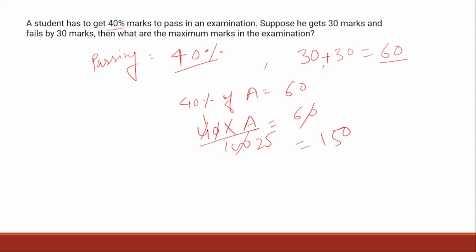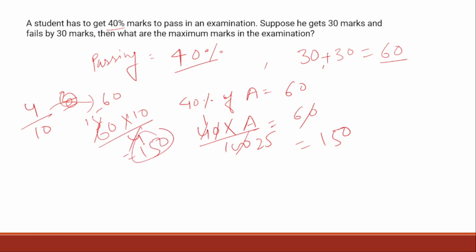Now let's try the same with the fraction method. 40% becomes 4 by 10 or 2 by 5. You can pick 4 by 10 or 2 by 5, both will work. 4 by 10, 4 is given as 60, so 10 will be 60 into 10 by 4. This one will cancel this one, so 15 into 10 equals 150, right? So this is the alternate method.